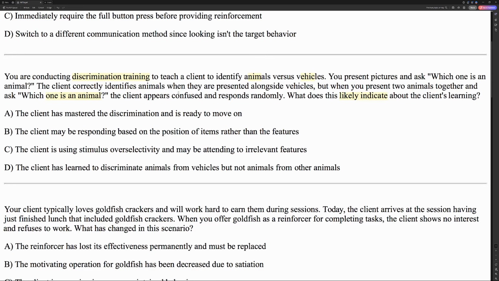A, the client has mastered discrimination and is ready to move on. Well, maybe they've mastered animals versus vehicles, but if you have two animals together, they get confused. So we're not ready to move on.